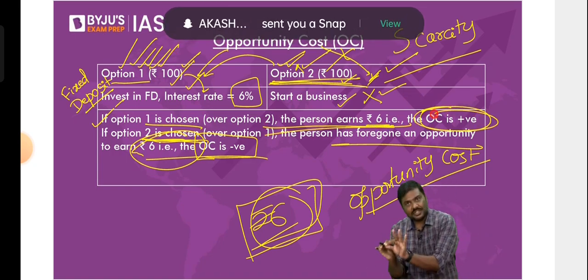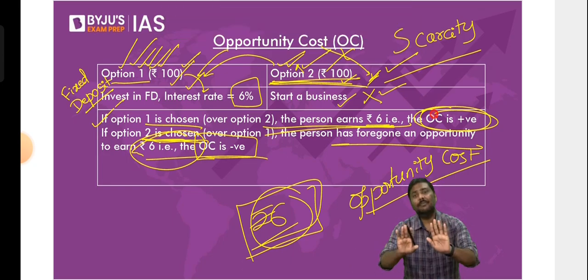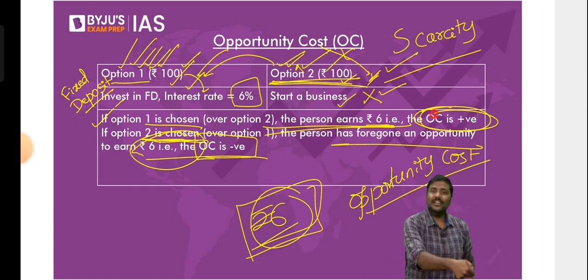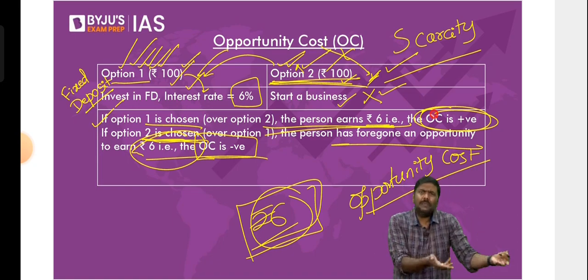I'll repeat it again. What do you mean by opportunity cost? Simple. Don't complicate everything here. There are options available to you, and the problem is you do not have all the resources to take care of all the options. Some of you will say, sir, what if I have 200? I will invest 100 in FD and 100 in the business. Let me give you another example then.